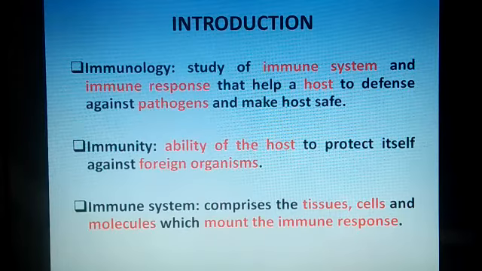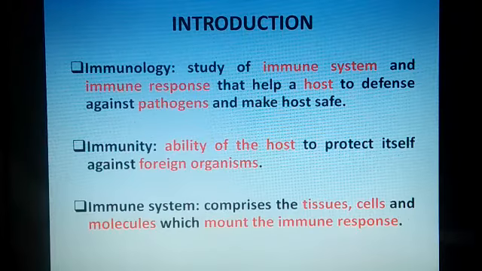Here in this sentence, I used many new terms like immune response, host and pathogen. Now I will explain these terms one by one. First of all, immune response, or you can say immune reaction. Immune response or immune reaction is a bodily response to an antigen by lymphocytes. Lymphocytes are one of the types of WBCs. So immune response is a bodily response to an antigen by lymphocytes.